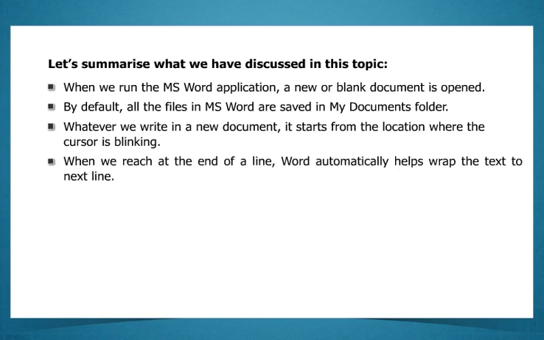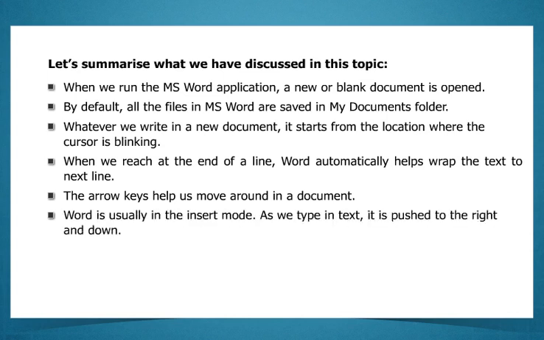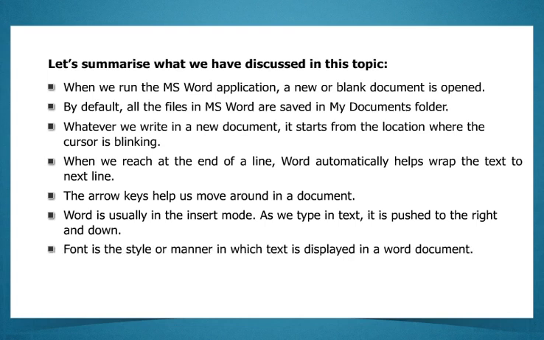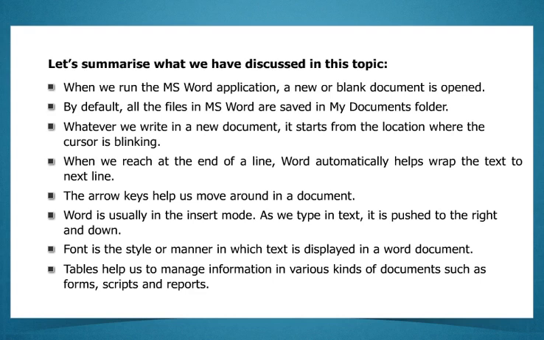When we reach at the end of a line, Word automatically helps wrap the text to the next line. The arrow keys help us move around in a document. Word is usually in the insert mode. As we type in text, it is pushed to the right and down. Font is the style or manner in which text is displayed in a Word document. Tables help us to manage information in various kinds of documents, such as forms, scripts, and reports.